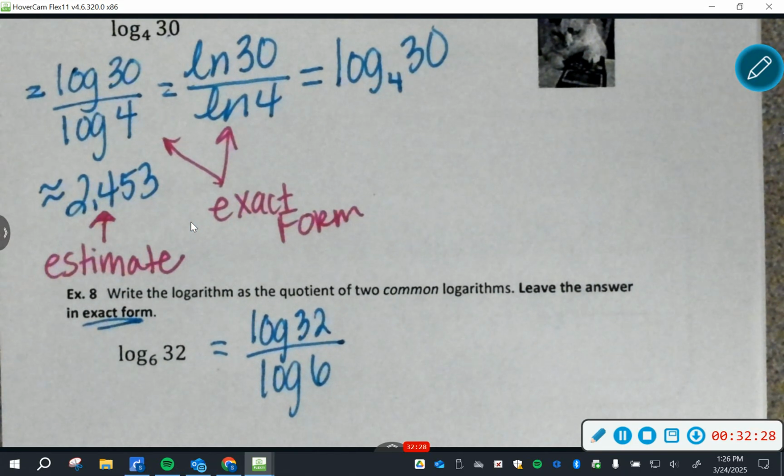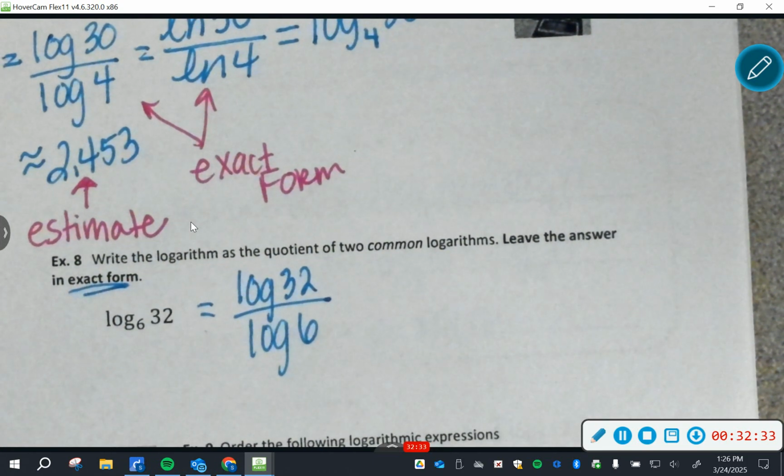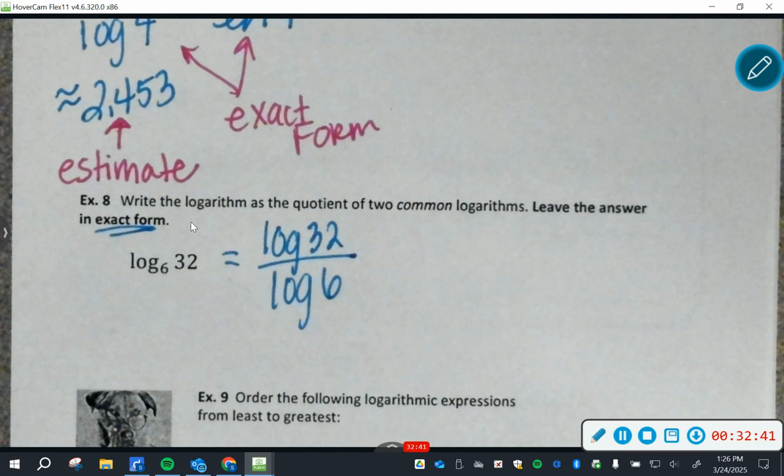I'm going to skip example 9 because it's just typing in the calculator and ordering least to greatest. I don't necessarily think that's the best use of our time, so I'm just going to skip it. If you're dying to know what it is, the Schoology copy will have it on there.